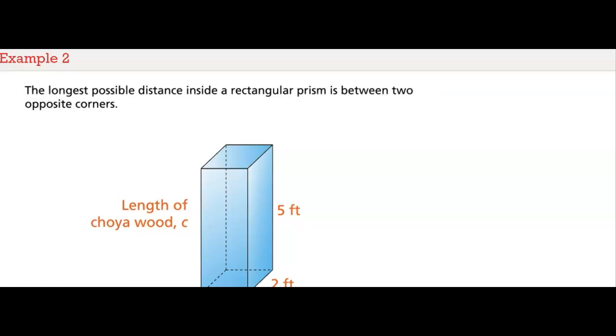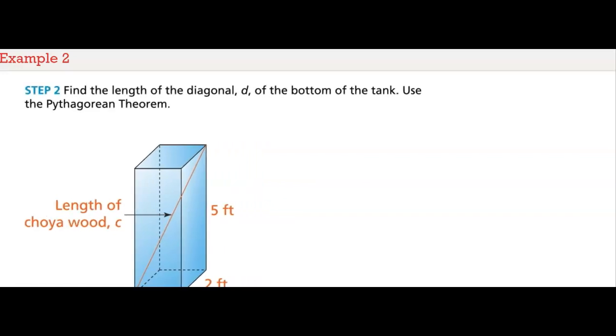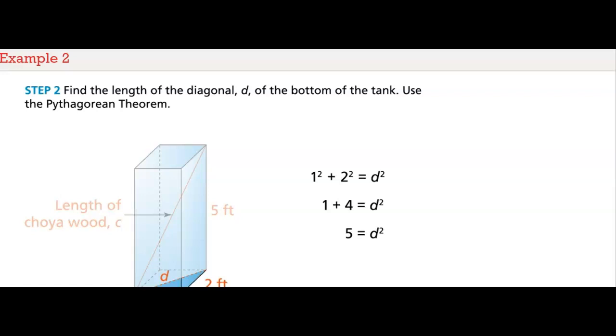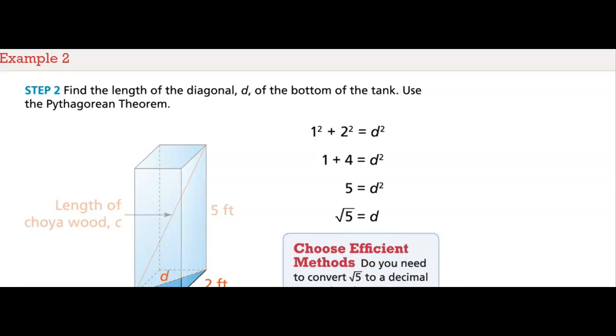The longest possible distance inside a rectangular prism is between 2 opposite corners. The next step is to find the length of the diagonal D of the bottom of the tank. The diagonal and adjacent two sides form a right triangle, so we can use the Pythagorean theorem. The sum of the squares of the sides is equal to D squared. Simplify the expression to find that 5 is equal to D squared, which means that D is the square root of 5. Do you need to convert the square root of 5 to a decimal approximation?